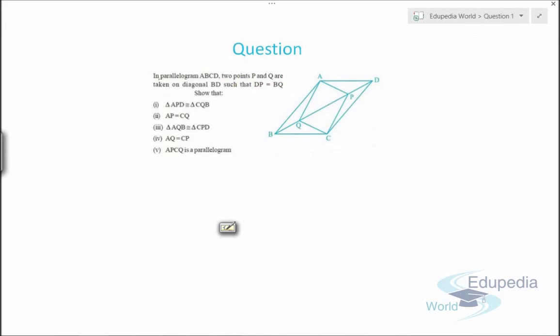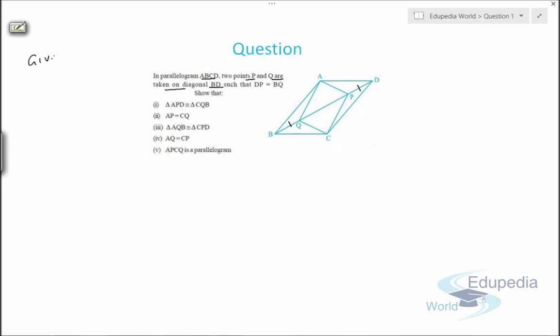Now question number 1 says that in a parallelogram ABCD, two points P and Q are taken on diagonal BD such that DP equals BQ, means this side equals this side, and we need to show that triangle APD is congruent to triangle CQB. So let's see how we can prove this.